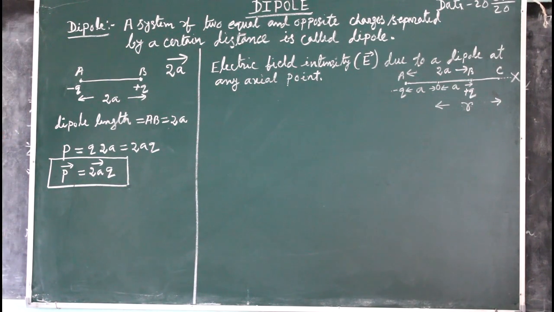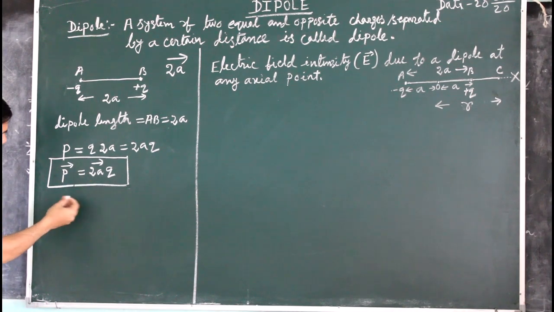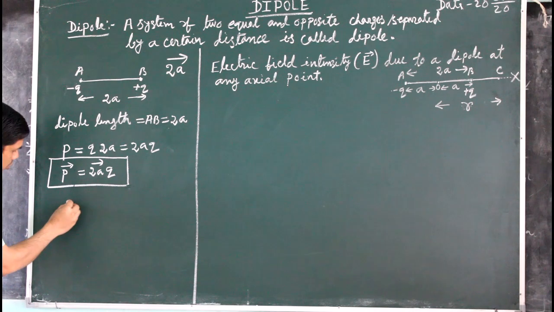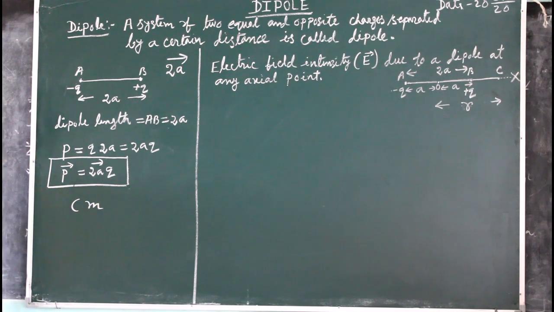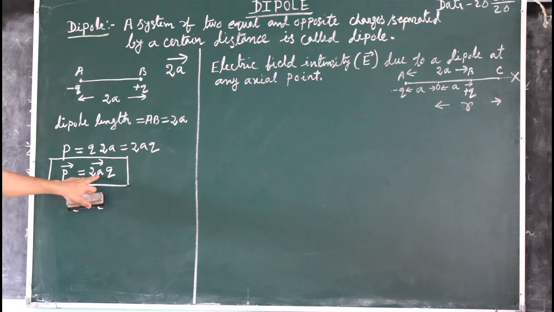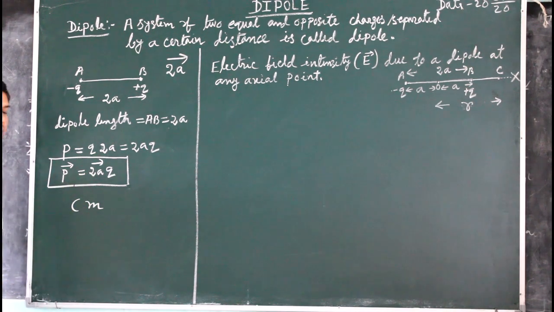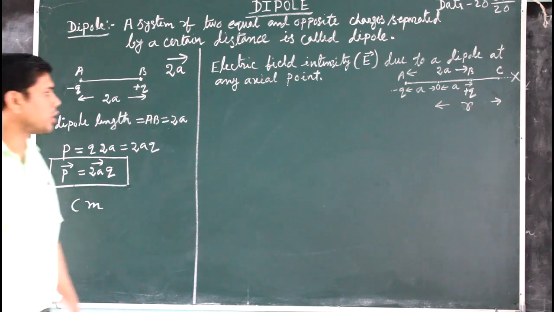By using this mathematical form, we can also write down the SI unit of dipole moment. What will be the SI unit? The unit will be coulomb meter. 2a means a is the distance, whose SI unit is meter, and q is the charge, whose unit is coulomb. So the SI unit of dipole moment is coulomb meter. This is a vector quantity.